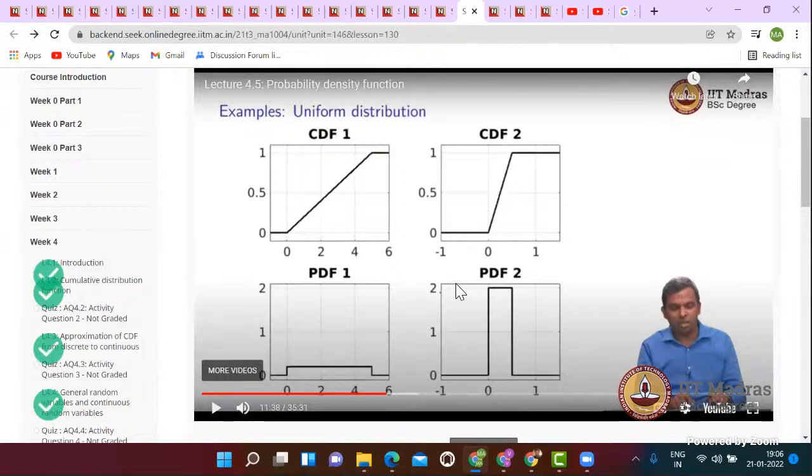The area we are getting is 1, that is fine. Every time for the probability density function, the area should be 1. Those are the properties of the PDF. That's also fine, and we will get the area as 1 in this case.